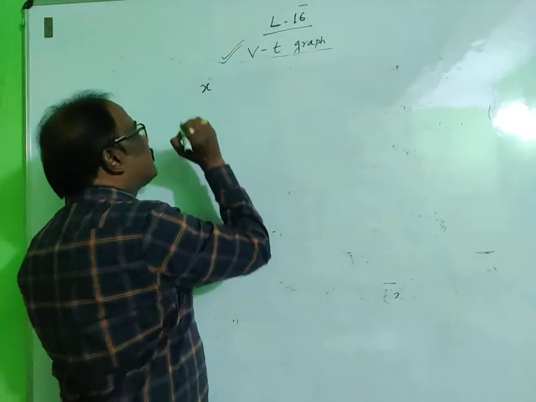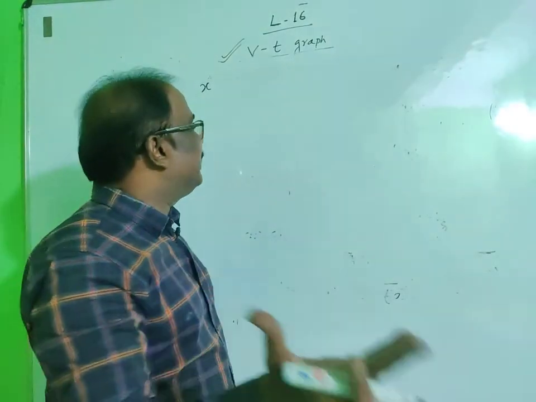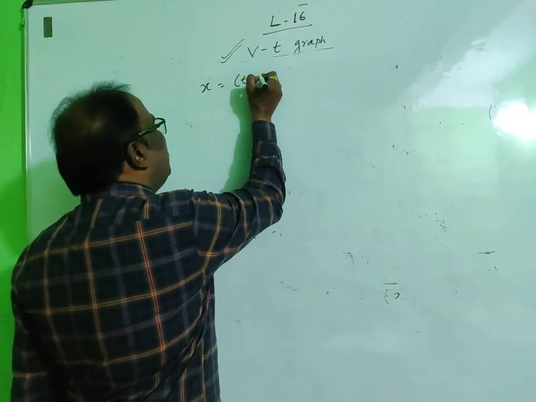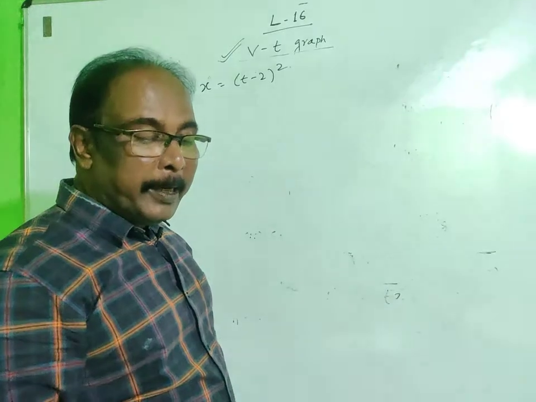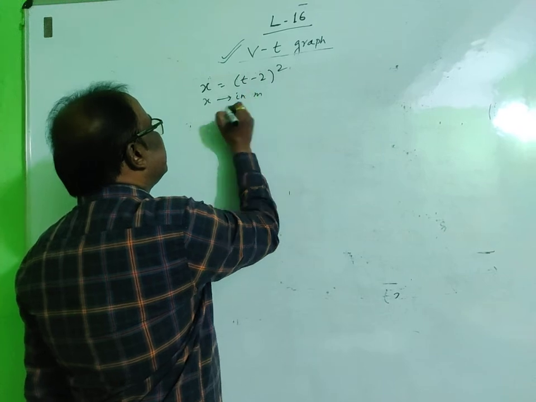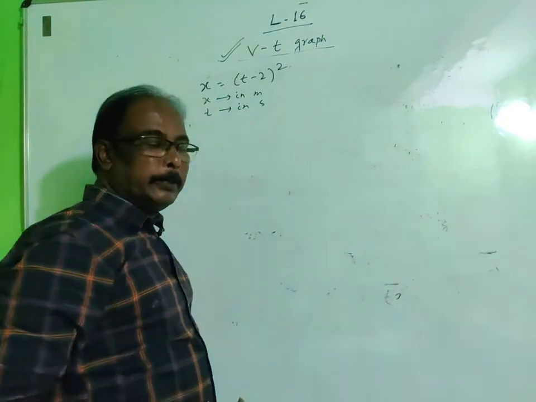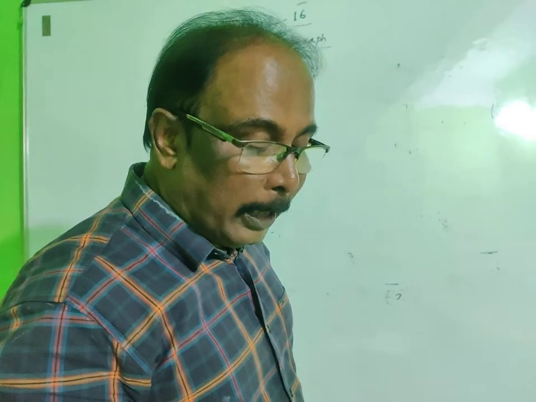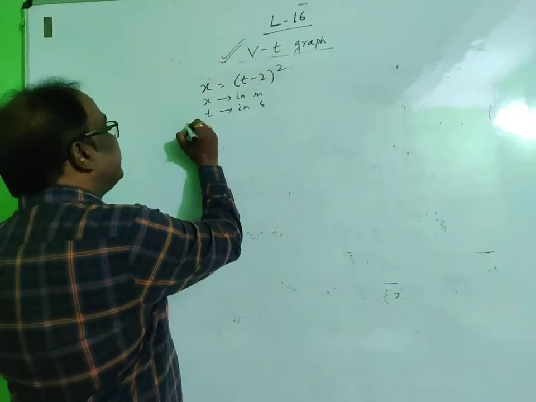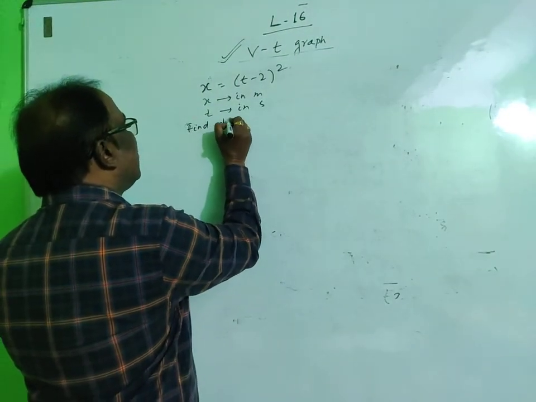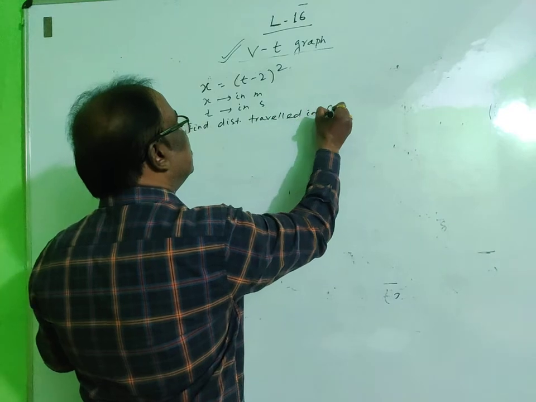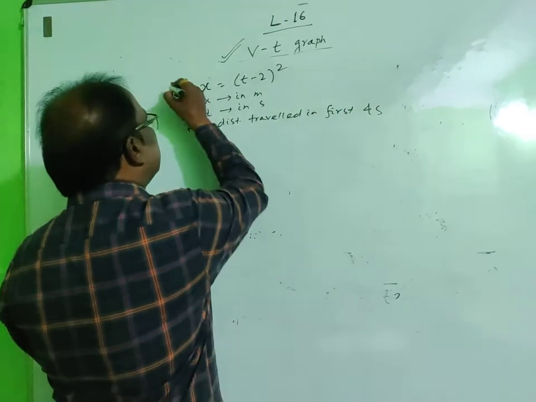The displacement is given; I am directly writing the question. Displacement x, which means motion is along the x axis, is x equals (t minus 2) whole squared, where x is in meters and t is time in seconds. Find the distance traveled in the first 4 seconds. This is your question.